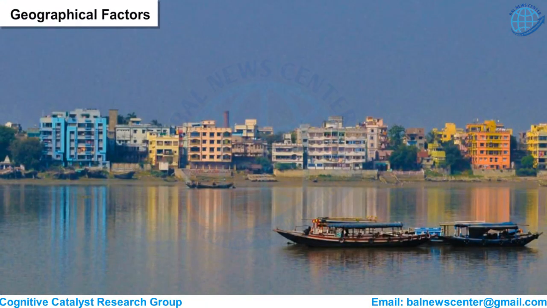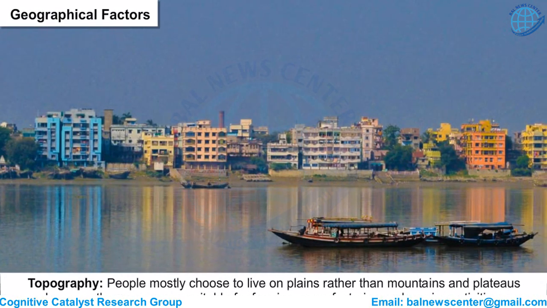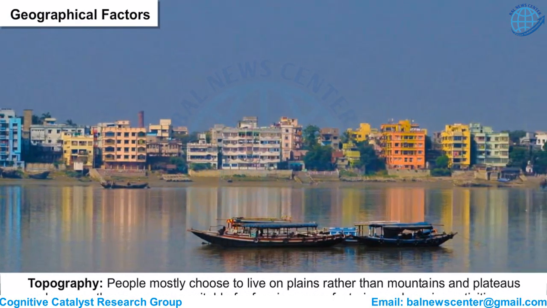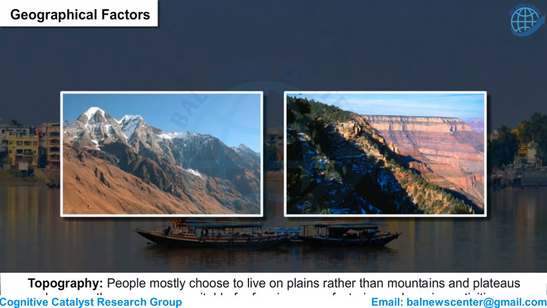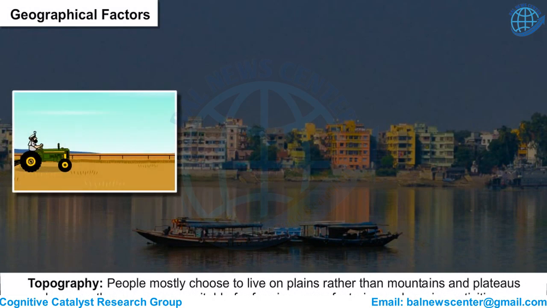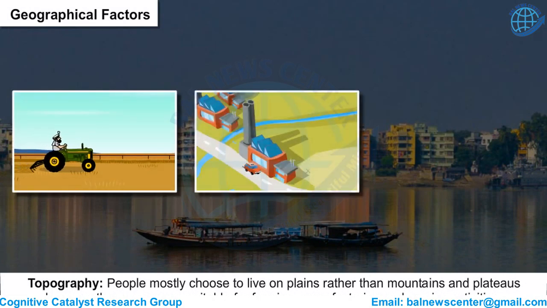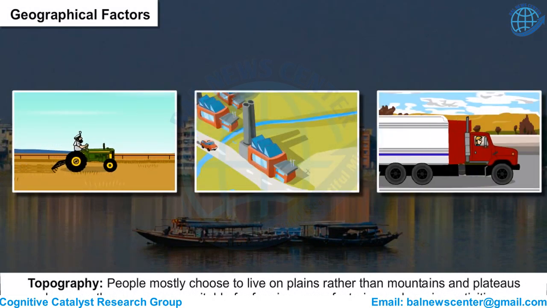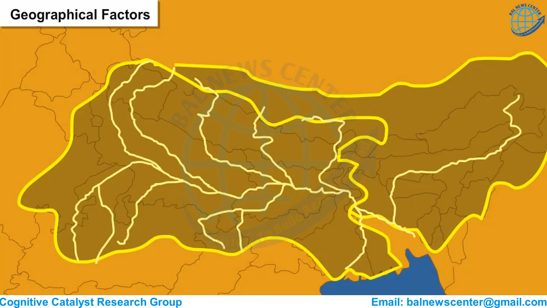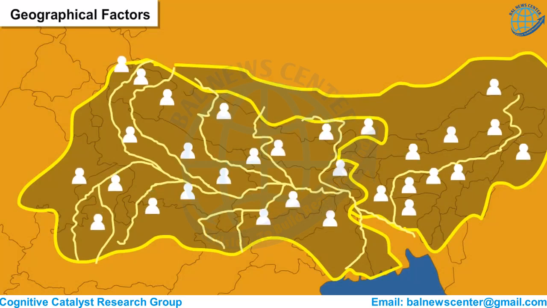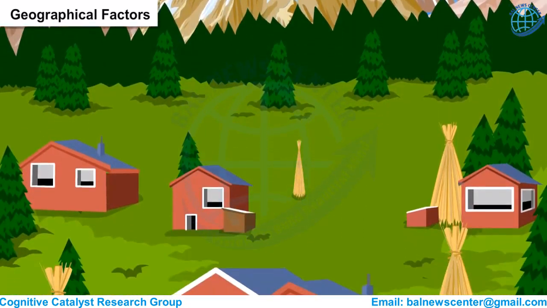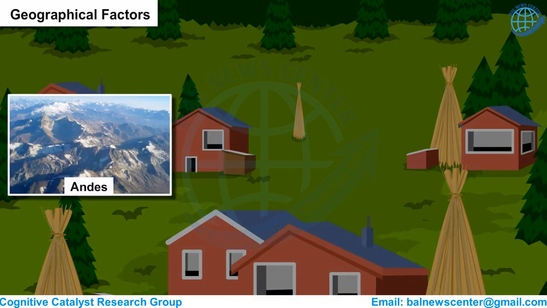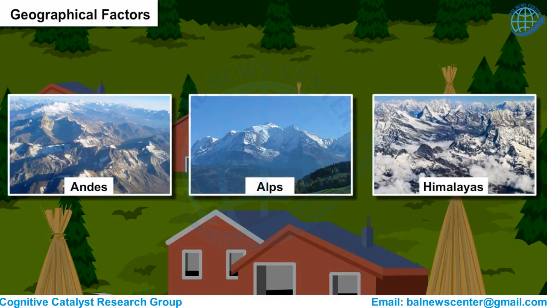Geographical factors. Topography. People mostly choose to live on plains rather than mountains and plateaus because these areas are suitable for farming, manufacturing and service activities. For example, the most densely populated area of the world is the Ganga Plains. Sparsely populated areas are mountains like the Andes, Alps and Himalayas.